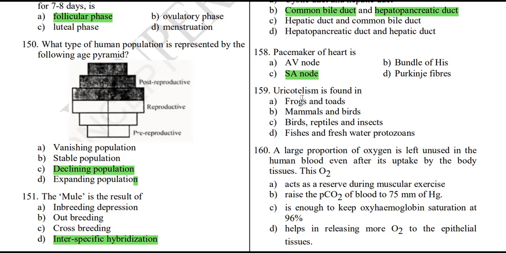Urico means you have to remember uric acid. We know that ammonia is highly toxic, so ammonia needs a lot of water to be eliminated. A lot of aquatic animals only eliminate ammonia. Those animals which excrete ammonia are called ammonotelic animals and the process is called ammonotelism. And we human beings are ureotelic. Please don't get confused between ureotelic and uricotelic.